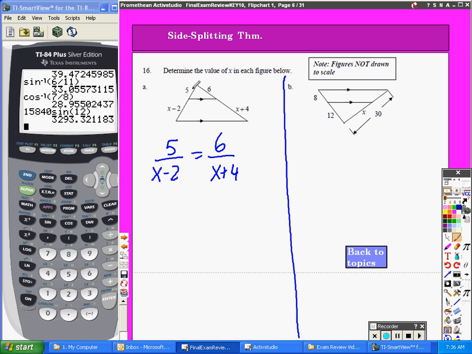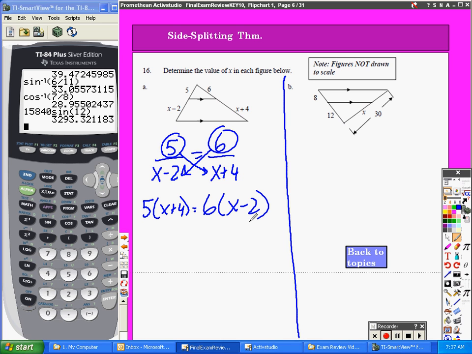So I've got top to bottom equals top to bottom. You could not do top to this bottom equals top to that bottom. That one wouldn't work out. But you could do top to top equals bottom to bottom. Once you have your proportion, we're going to cross multiply. So we're going to take 5 and multiply it by this number: 5 times x plus 4 equals 6 times x minus 2.